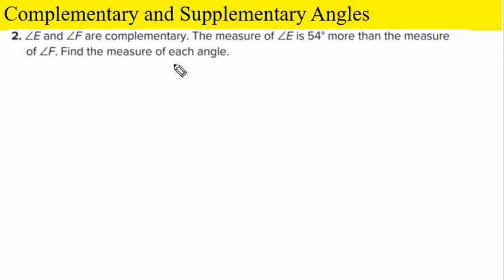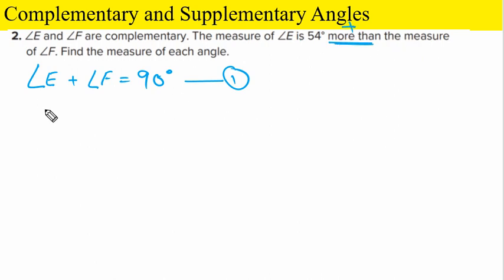Okay, so this question says E and F are complementary. So angle E plus angle F equals 90 degrees. Equation 1. The measure of angle E is 54 degrees more than, means plus, so angle E is equal to 54 plus angle F, equation 2. Find the measure of each angle. So you need to find angle E and F.